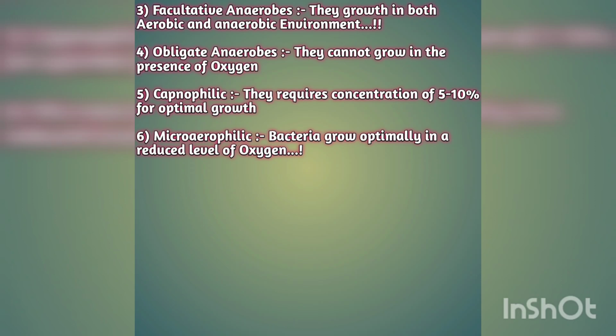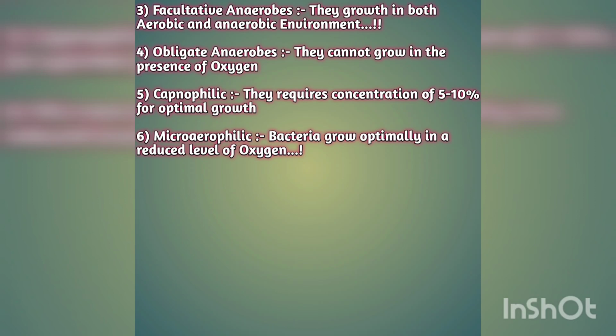Next, moving to capnophilic. Capnophilic bacteria require a concentration of 5 to 10% carbon dioxide for optimal growth. They need carbon dioxide for their optimal growth. How much carbon dioxide? 5 to 10% concentration they need for their optimal growth.